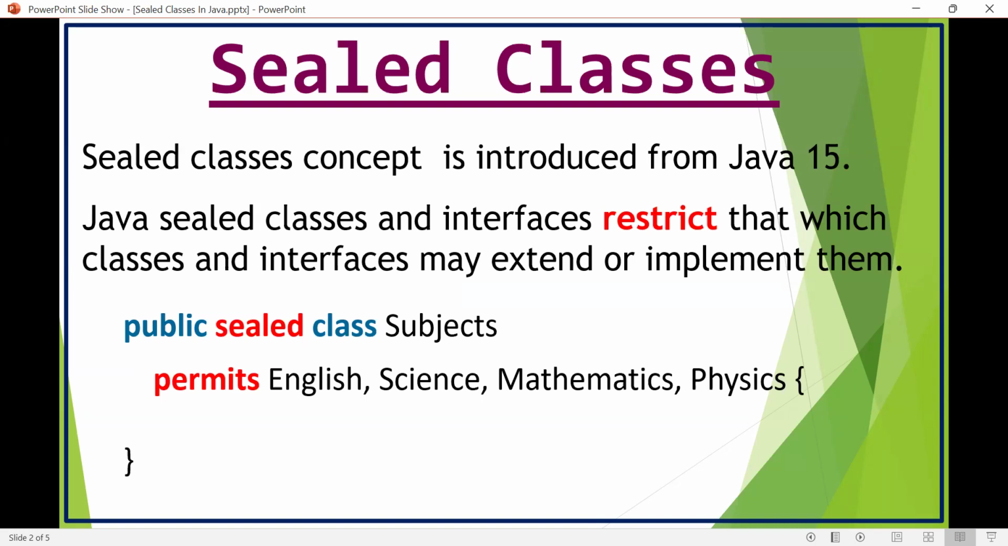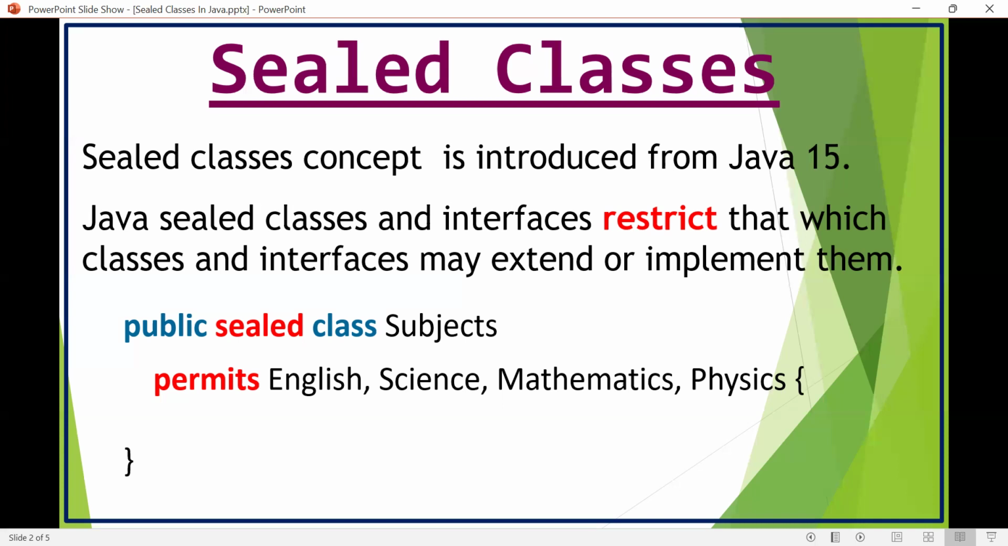We know that by default in Java, the inheritance concept says that if a class has some methods, any class can inherit it. By using the extends keyword, or the implements keyword for an interface, anybody can extend any class in Java. But if you want to make a restriction on which classes or interfaces can implement it, in that case you can use the concept of sealed classes.